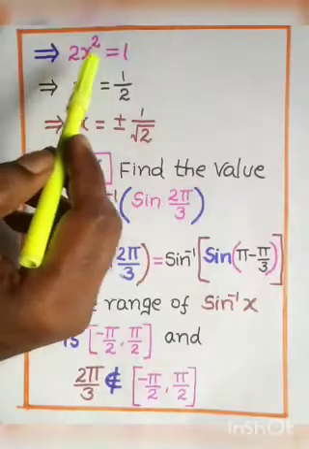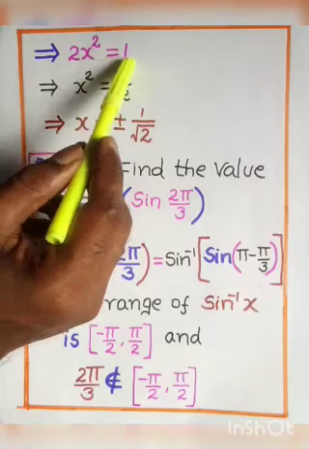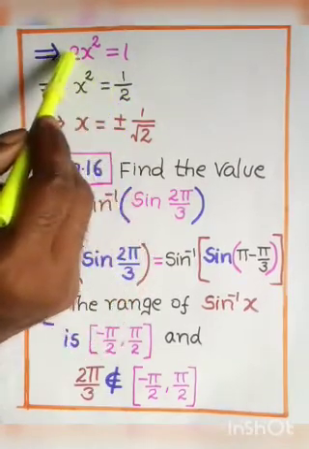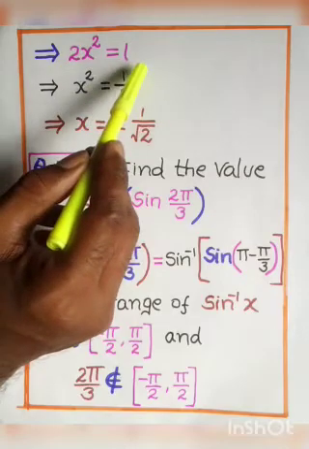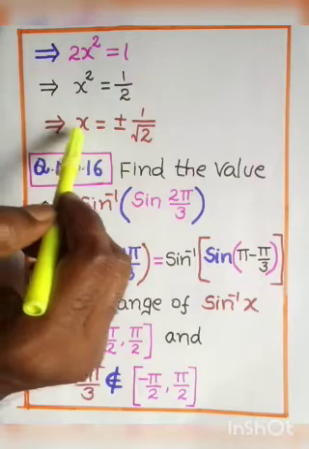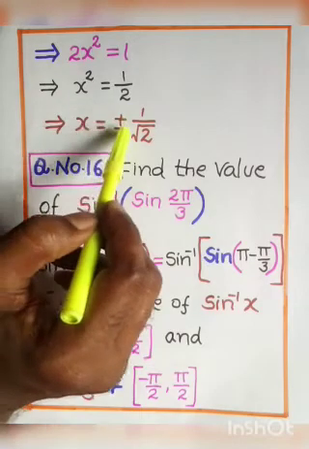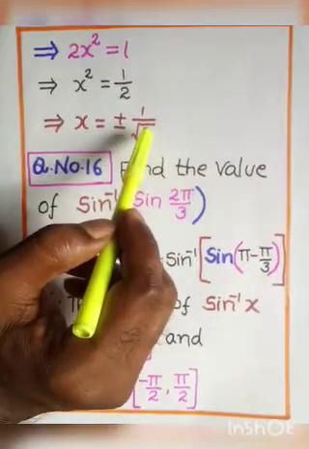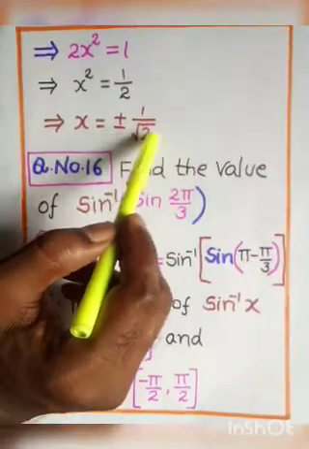This implies 2x square is equal to 1. This implies x square is equal to 1 by 2. By sending this 2 into RHS, we get this part. Understood this step, my dear children? This implies x is equal to plus or minus 1 by root 2. This is the value of x. Understood, my dear children? Right.